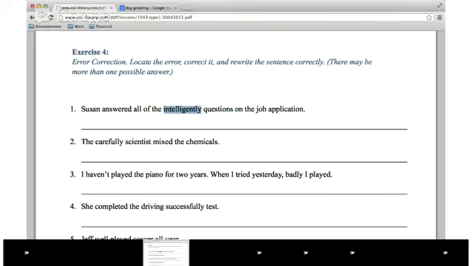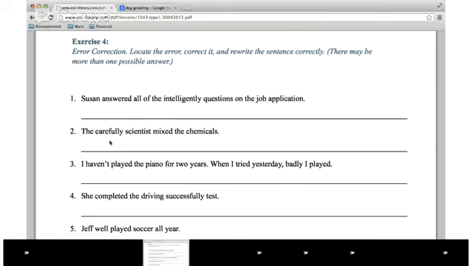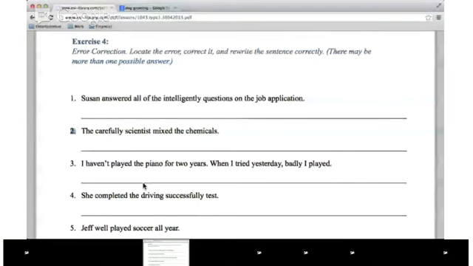And the intelligently is sort of like honestly. Okay, or Susan intelligently answered. Okay, you can actually put it in front as well. So Susan intelligently answered all of the questions, but we could not place it after. Okay. But if we call it intelligent questions, it will be right because it will be an adjective. Okay. Exactly. Yes. Good job. Nice thinking. Let's go to number 2.